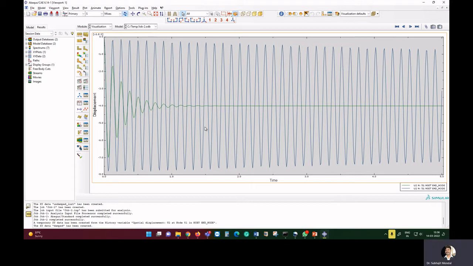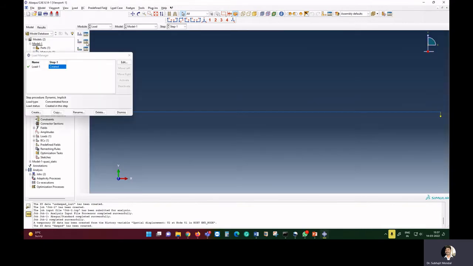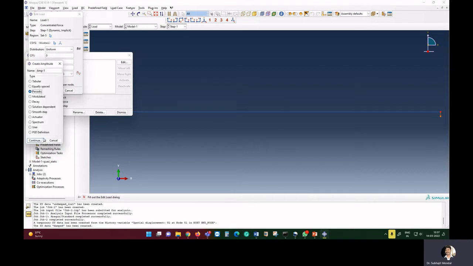Now we are going to change the loading to a periodic loading, and we are going to see how our steady state response and our transient response come out. So we are going to change the loading here in the loading part. We can modify the loading, and instead of instantaneous loading, we are going to apply a periodic loading.